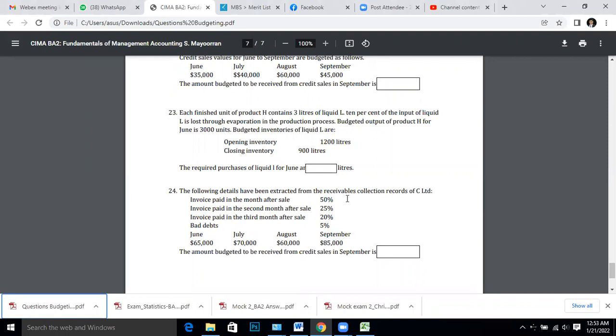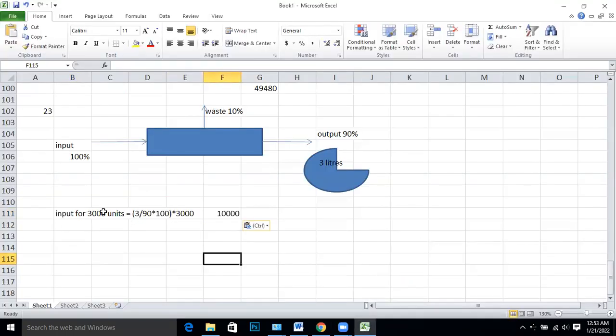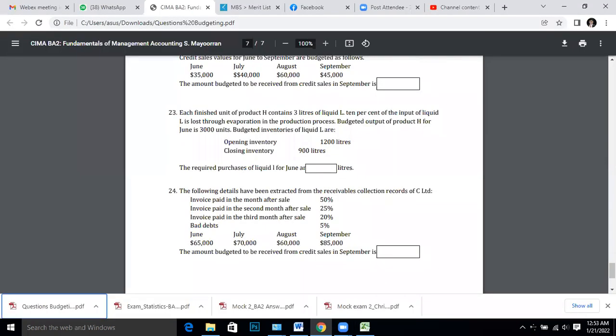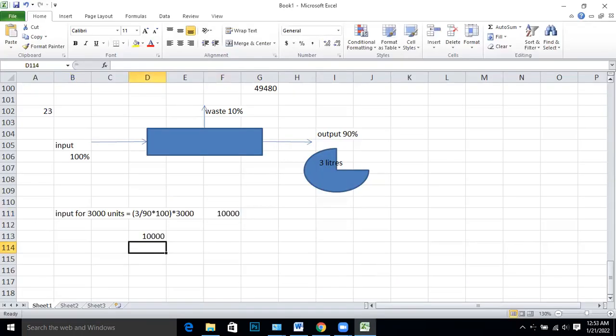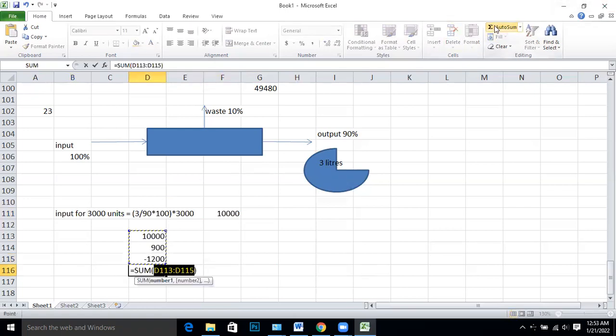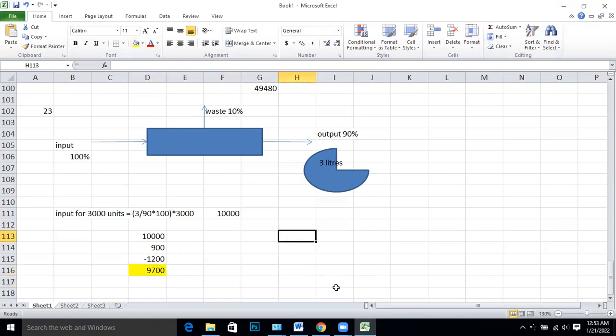But what is the question now? Required purchase. So this is like the usage, right? Input means that's the usage. So usage is 10,000. Closing stock, opening stock. Closing inventory 900. Opening inventory 1200. So purchase has to be 9,700 liters.